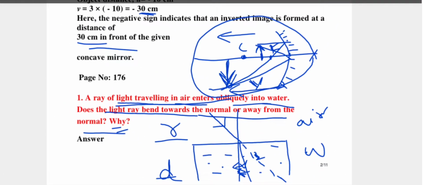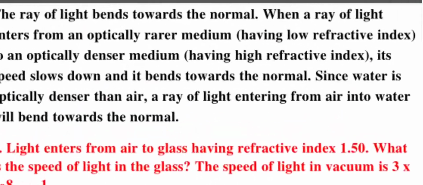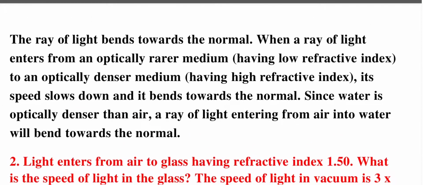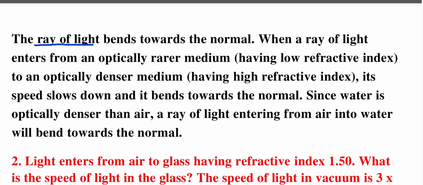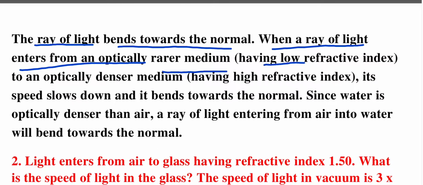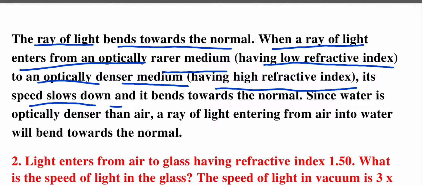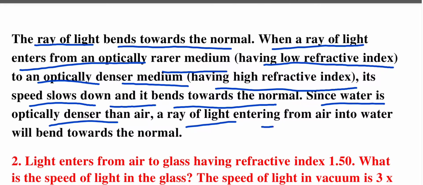Okay, so let us see what answer they have given. The ray of light bends towards the normal. This is my answer too. When the ray of light enters from an optically rarer medium having low refractive index to an optically denser medium having high refractive index, its speed slows down and it bends towards the normal. Since water is optically denser than air, a ray of light entering from air into water will bend towards the normal. So this much answer you have to write.